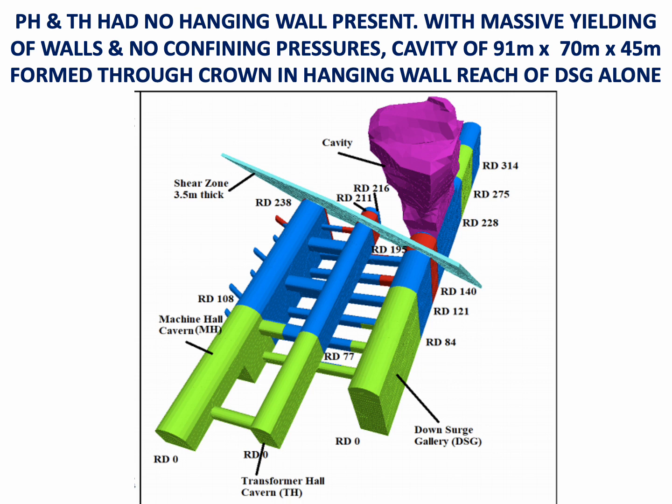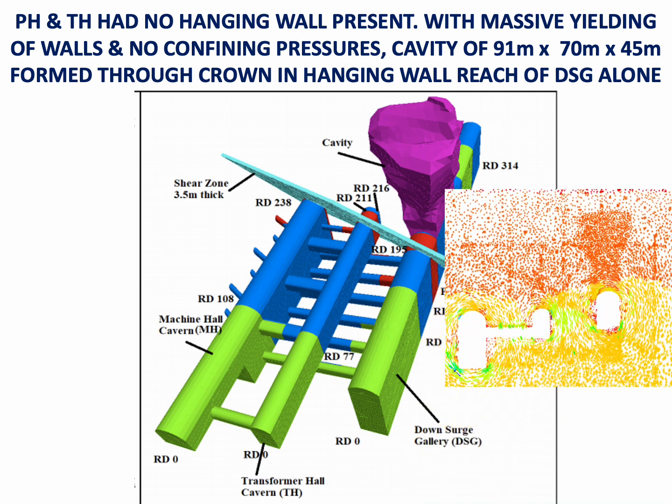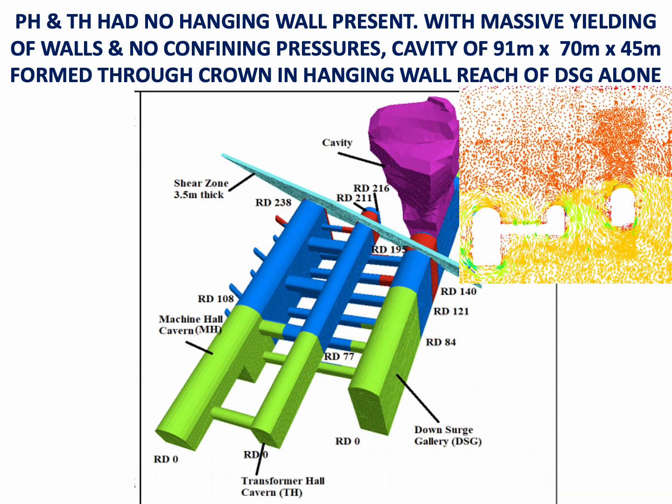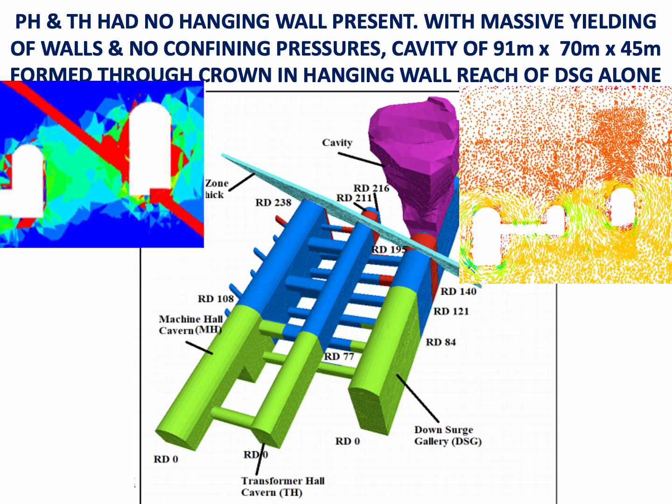Therefore, it was the Downstream Surge Gallery alone which bore the brunt of the effect from presence of the hanging wall, that both the massive yielding in the walls and loss of confinement pressures happened in both directions of minor principal stresses and major principal stresses in the Downstream Surge Gallery in the hanging wall reach alone. Whereas in the powerhouse and transformer hall caverns, the major principal stresses remained intact to confine the rock blocks in the crown.